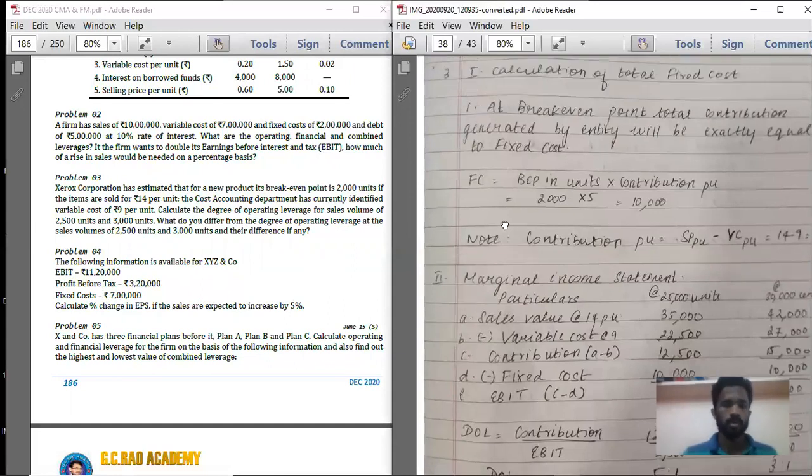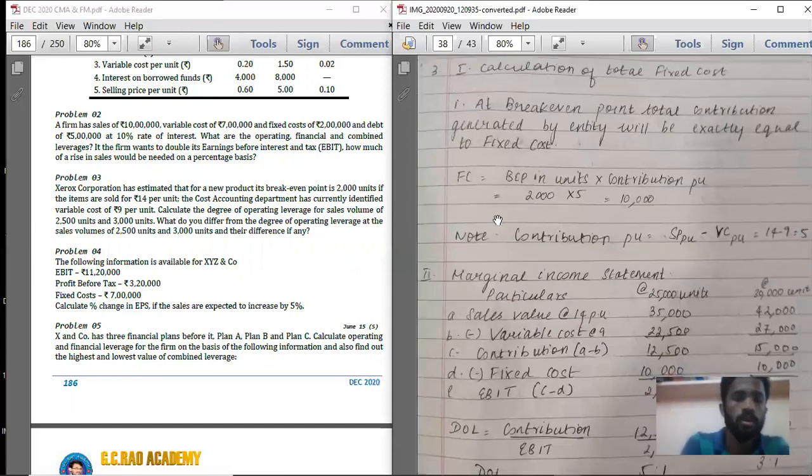Okay. First, we'll read the question. Xerox Corporation has estimated that for a new product, its break-even point is 2000 units. That is, if it achieves 2000 units, then it earns profits equal to the fixed cost. Break-even point means it will match the fixed cost. There will be no loss, no profit.